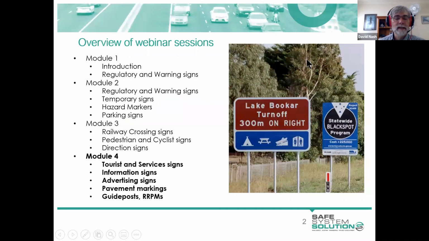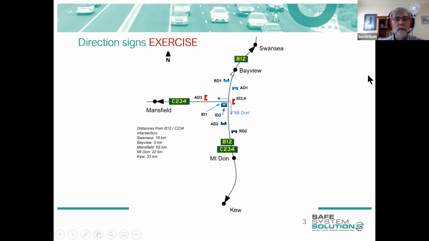What we're going to discuss today is tourist and services signs, information signs, a little bit about advertising signs, which is not really about road signs but is a bit of a bugbear of mine, so we'll cover a bit of that, pavement markings and guideposts and RRPMs. But first, let's have a look at the direction signs exercise that we set for you.